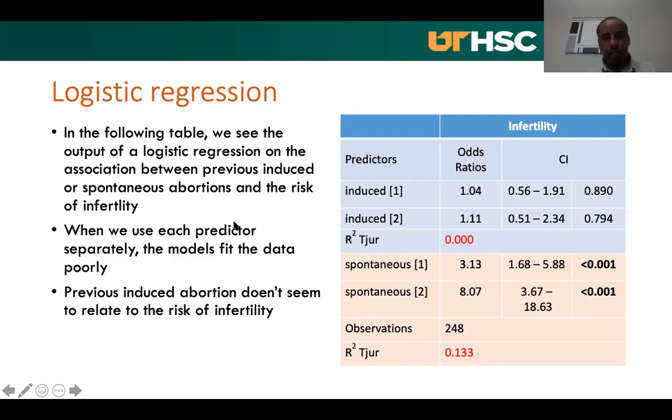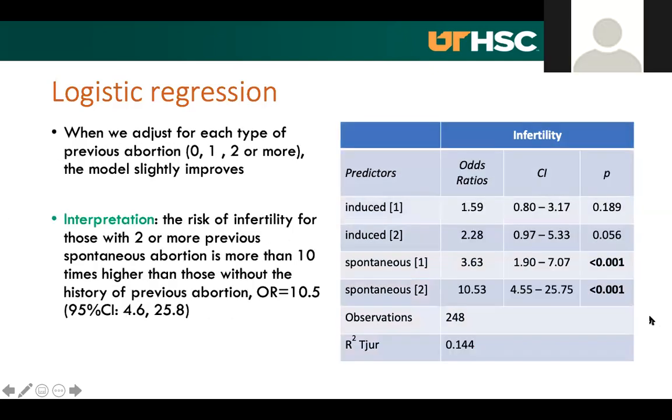So when we use each predictor separately, the model fits the data poorly, and previous induced abortion doesn't seem to relate to the risk of infertility. So when we adjust for each type of previous abortion, 0, 1, 2, or more, the model slightly improves.